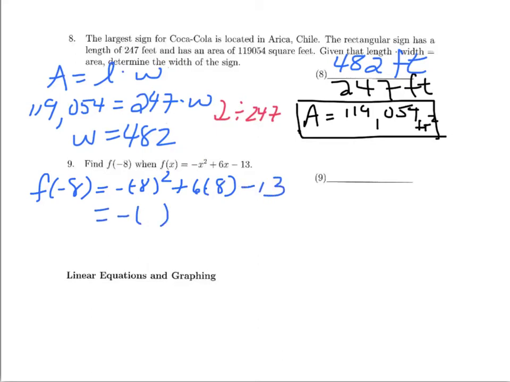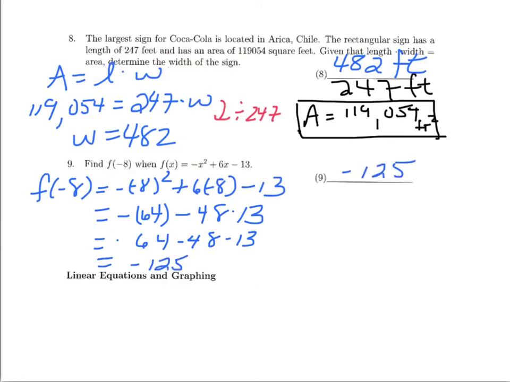So negative 8 squared is 64, but this outer negative sign still comes along for the ride. And then we keep going. We've got 6 times negative 8 is minus 48, minus then this last constant, negative 13. So that gives us negative 64 minus 48 minus 13. And when you pull them all together, you get negative 125.